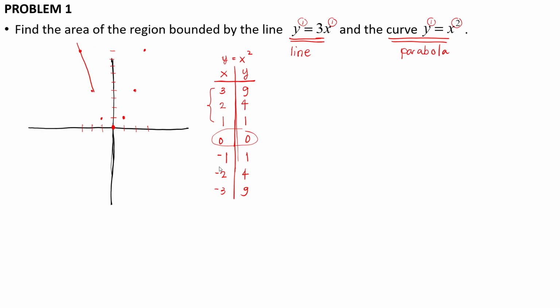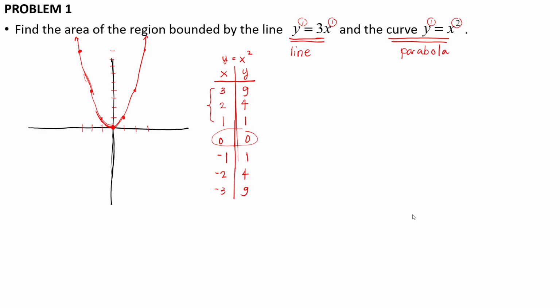So this is the difficult part. You need to graph your equations manually. Of course, there's always Desmos, but it's best that you learn how to graph your equations manually. Okay, so the parabola is now done.